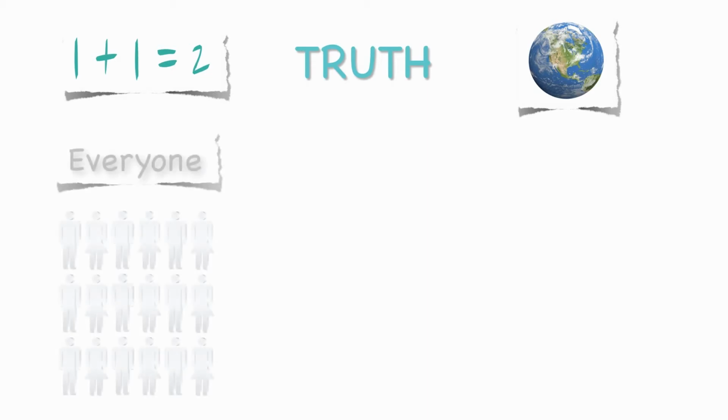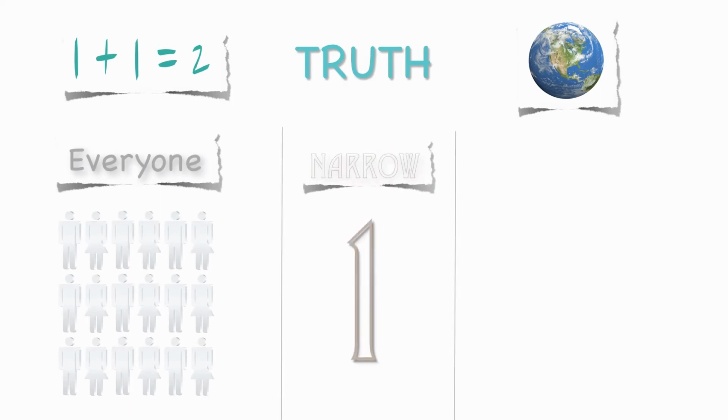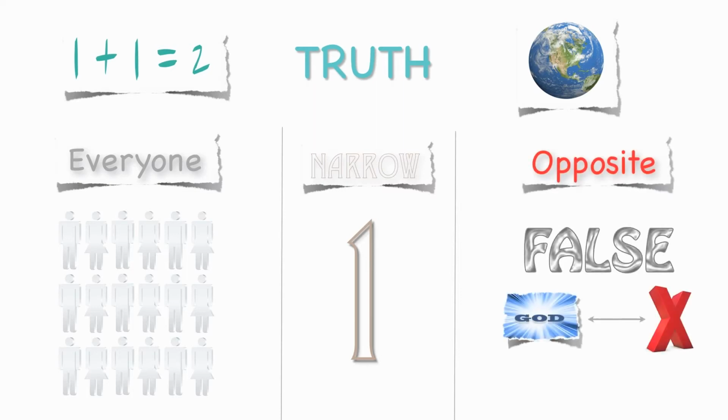In our last video, we talked about the topic of truth and saw some examples of things that are true. Things like 1 + 1 = 2 and the earth is round. We also learned 3 important principles relating to truth. 1, truth applies to everyone. 2, truth is narrow. With truth, there is only one right answer, one right way of believing or doing something. And lastly, the third principle we learned is the opposite of true is false.